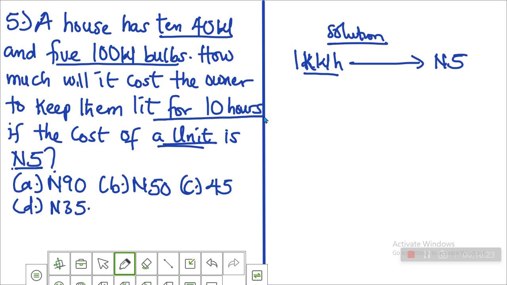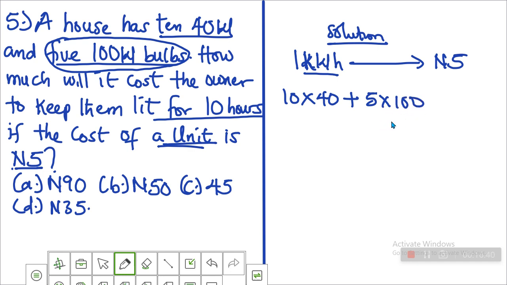Then we multiply it by the time. So 10 bulbs of 40 watts will be 10 times 40, plus we will add the other one, 5 times 100. I hope you understand what I'm doing. So it will now be 400, you know that both of them are in watts, plus 500. That is going to give us 900 watts.